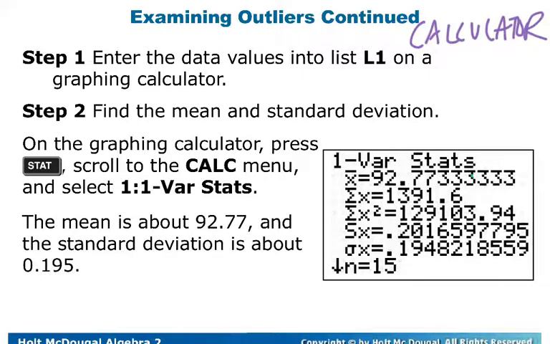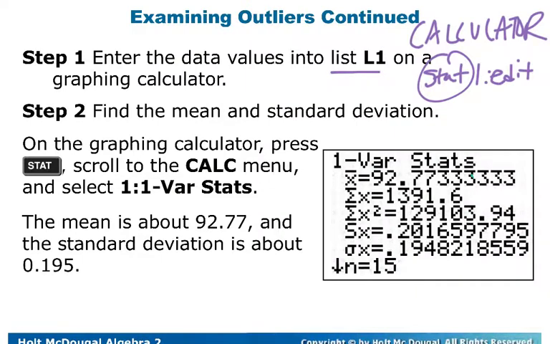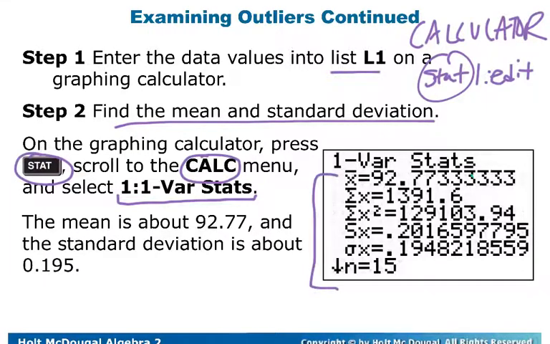So what happens is you go to the list, and remember that that's under Stat, and then Edit. And so if you go to Stat and Edit, then you can enter in all of your data pieces. So we get to enter in all of these numbers exactly as they are. Then you get to find the mean and standard deviation by going to the Stat button, then the Calc menu, so that means you have to scroll over, and then you get to select one variable statistics, and all of this comes out.